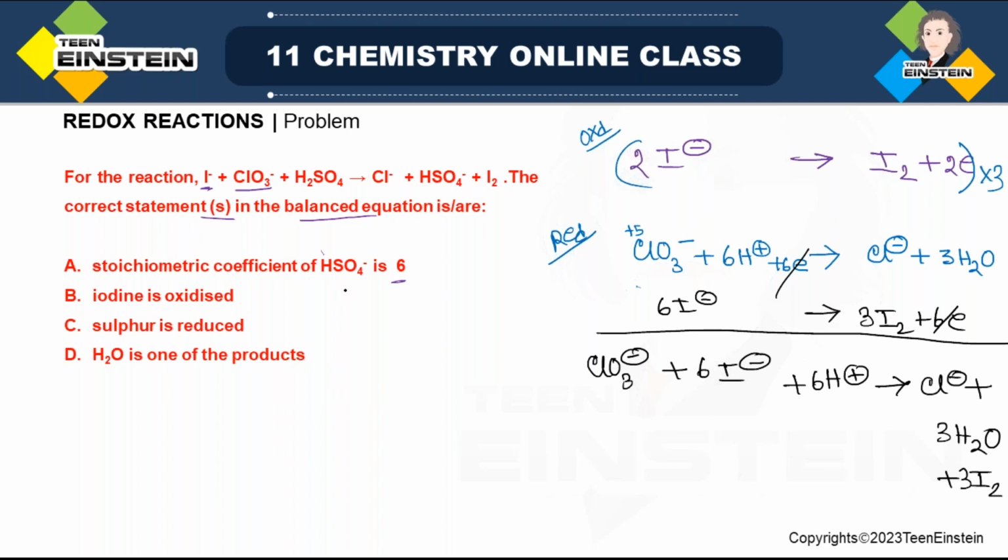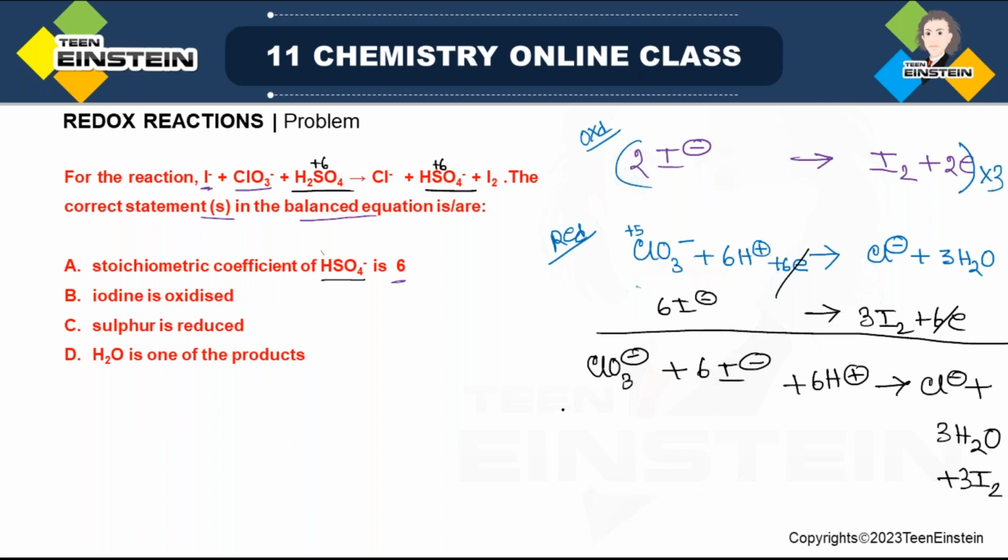The first option is saying the stoichiometric coefficient of HSO4⁻. Now if you look at these species, though it is H2SO4 and HSO4⁻, basically there is no change in the oxidation number in any of these atoms. Hydrogen it is H⁺, sulfur here it is +6, here also it is +6. The only difference is one H is less.